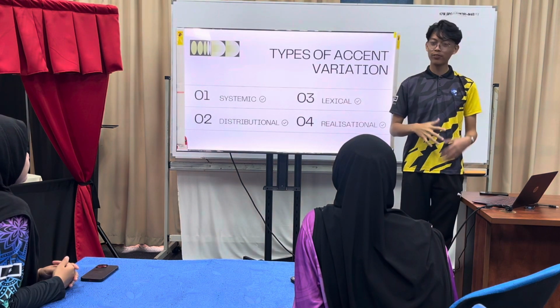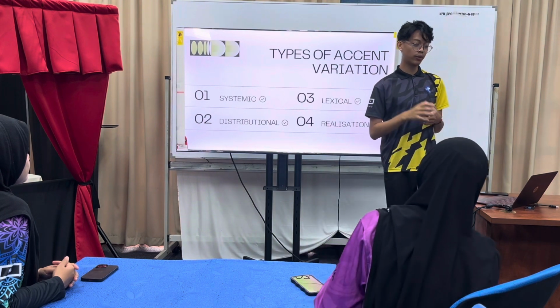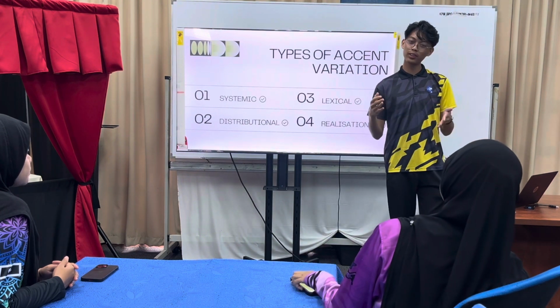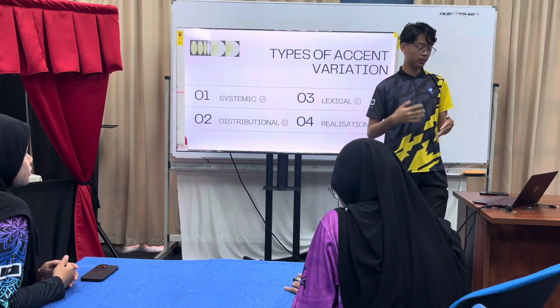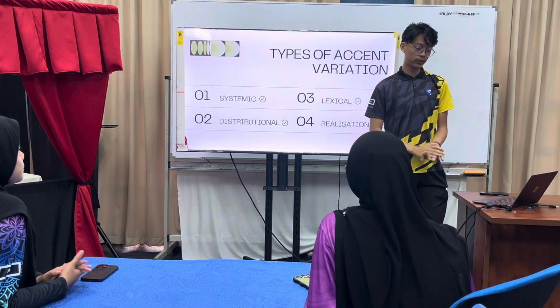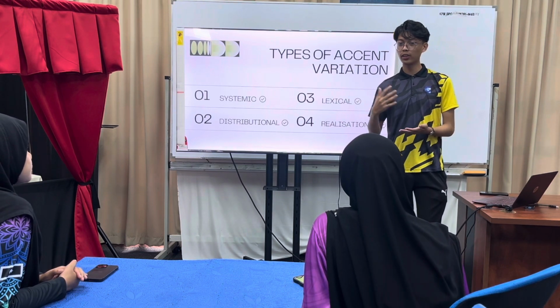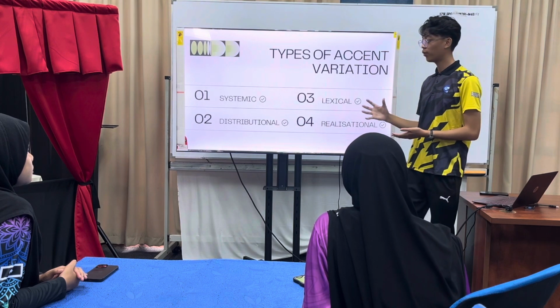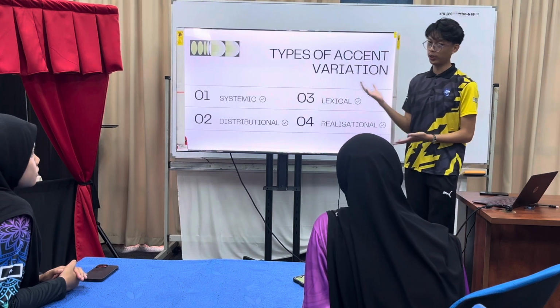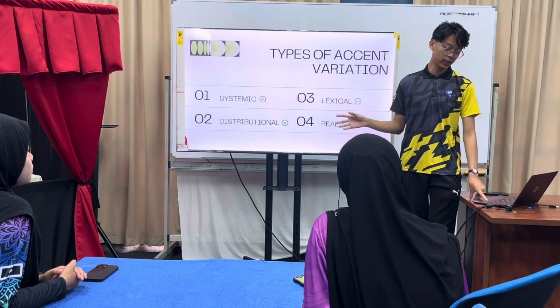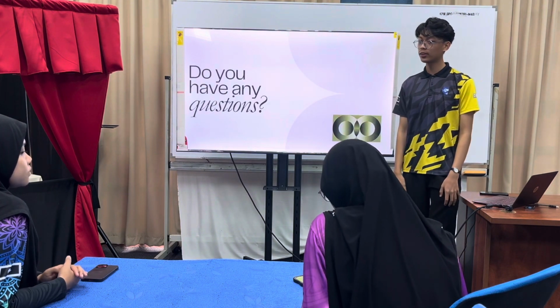Okay, I think we have covered all of the types of accent variation: systemic, the first one, rhoticity and everything, distributional and lexical, and also realization. So I think that concludes all of my comparison analysis of the videos that I've chosen to analyze. So do you have any questions?